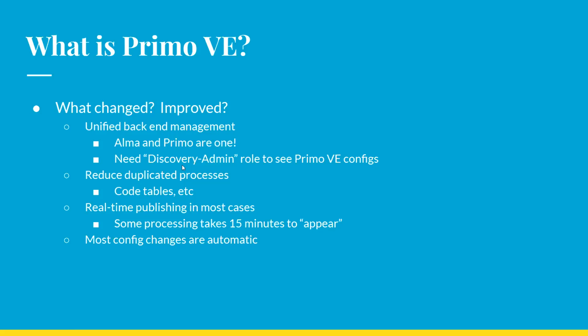But now we can do all of our code table work in Alma, I'm sorry. We can do label changes. We can add new views, add new fields. So we can do a lot of stuff, and it's almost immediately changed or updated in Primo VE. And so this has reduced a lot of the duplication of processes. We used to sometimes have to do things in two places or multiple places, and most of these configuration changes are automatic as well. We didn't have to run any pipes, we don't have to run any other things.